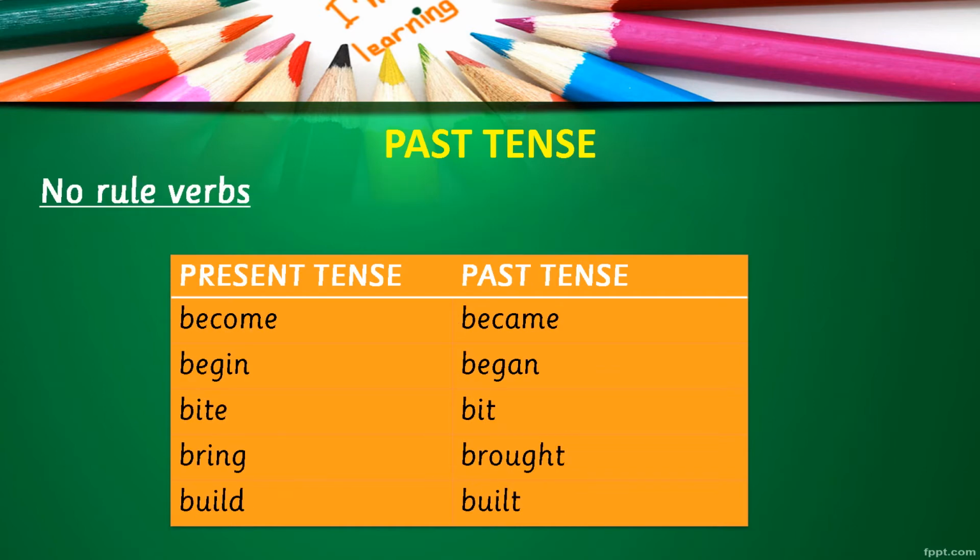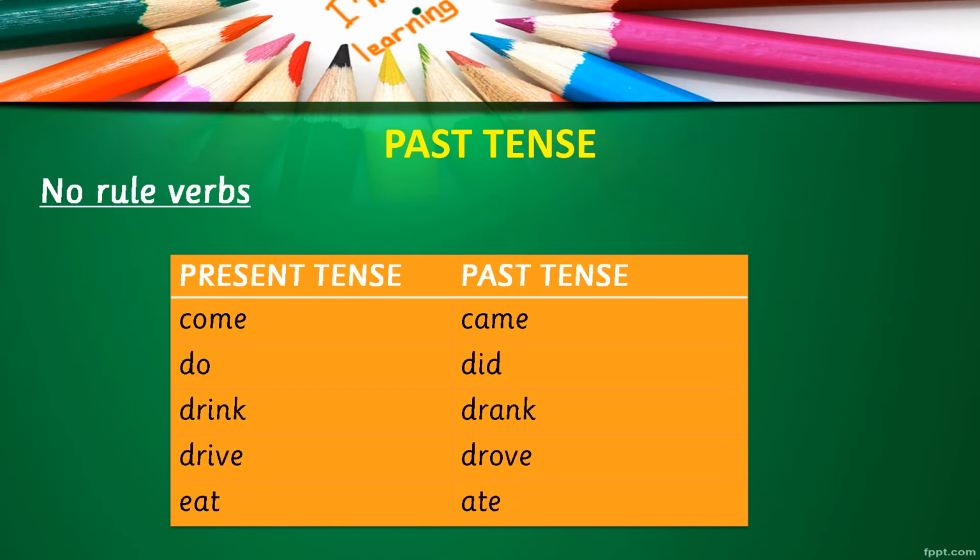There are few verbs which do not follow any rule and so they are called irregular verbs. For example, become in the present tense will change to became, begin will change to began, bite will change to bit, bring will change to brought, build will change to built, come will change to came, do will change to did, drink will change to drank, drive will change to drove, eat will change to ate.